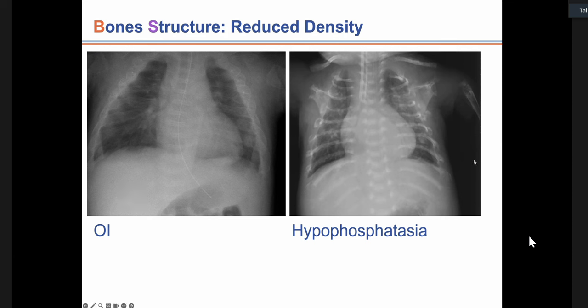The features to look for are the abnormal ossification, and in particular, the strands of metaphyseal radiolucency that you might pick up on the chest radiograph at the proximal humerus.